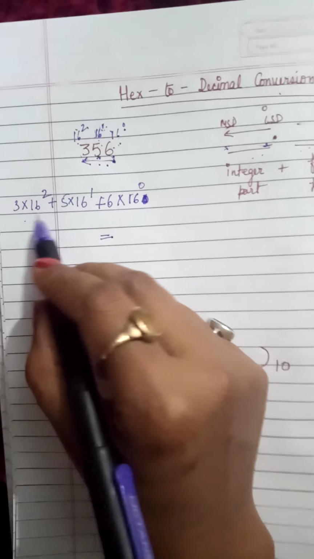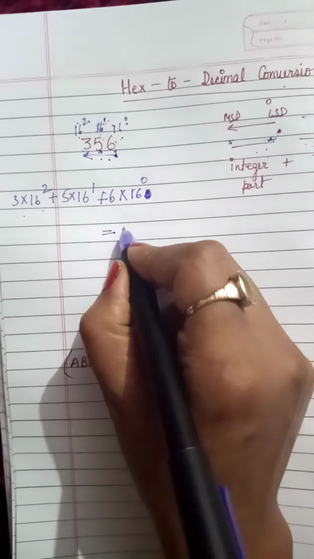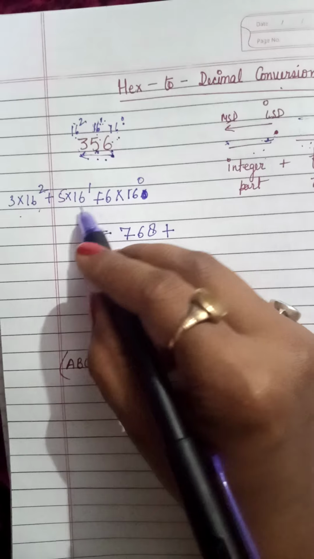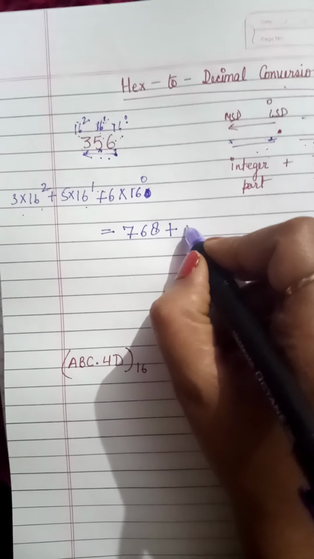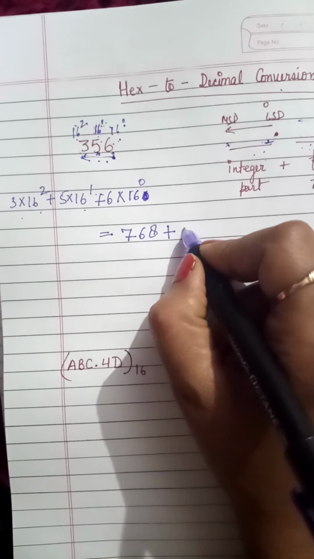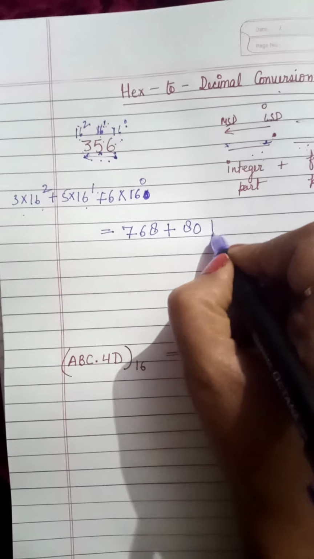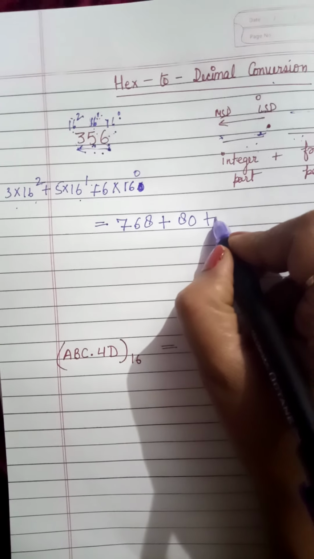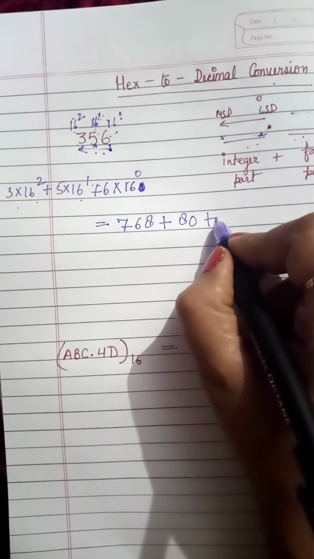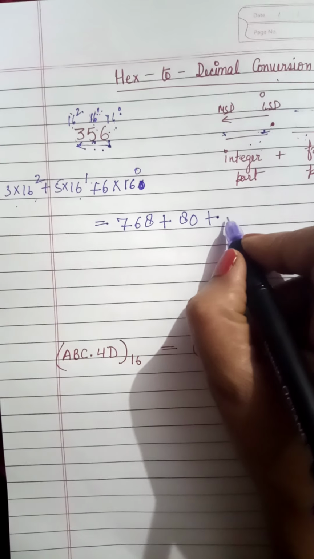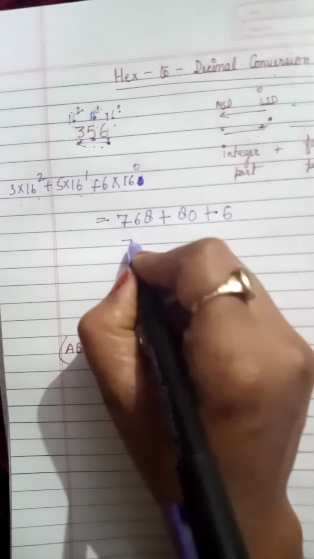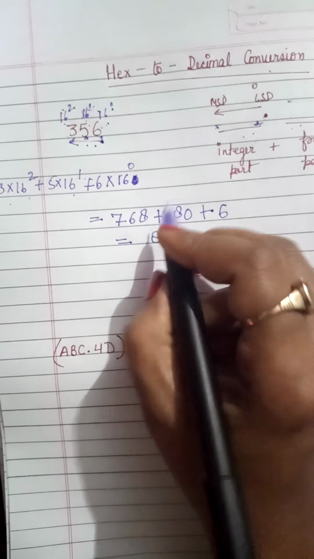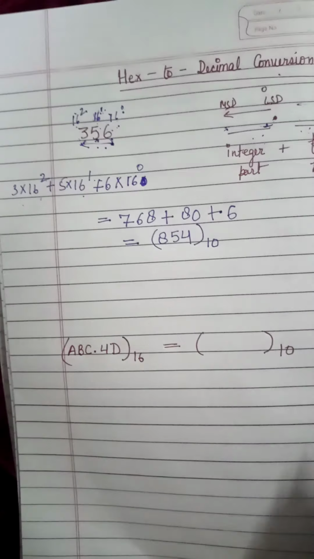Now 3 into 16 power 2 will be 768, plus 5 into 16 power 1. It means 5 into 16, so this will be 80. Then 6 into 16 power 0. Instead of 16 power 0 we will be writing 1, so the answer will be 6 into 1, 6. Then what we will be getting? 854 base 10.